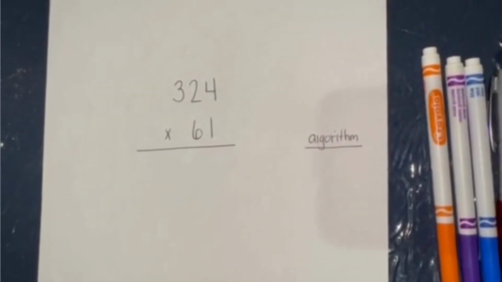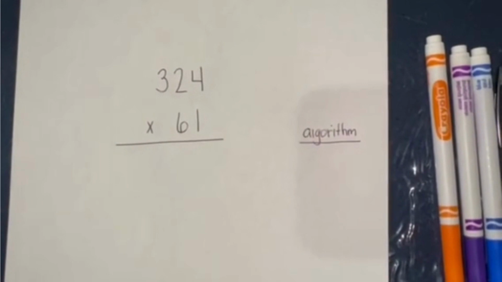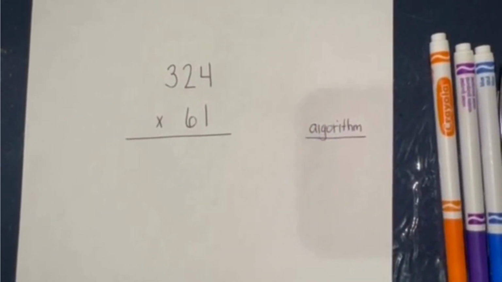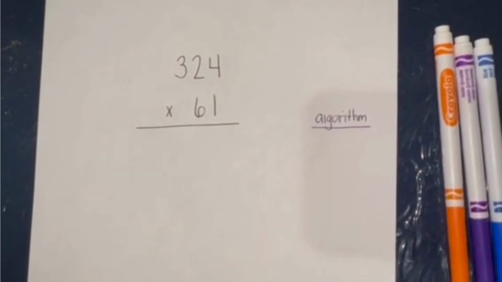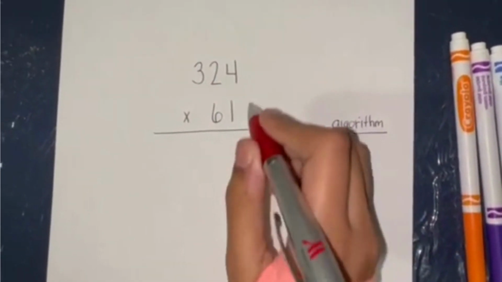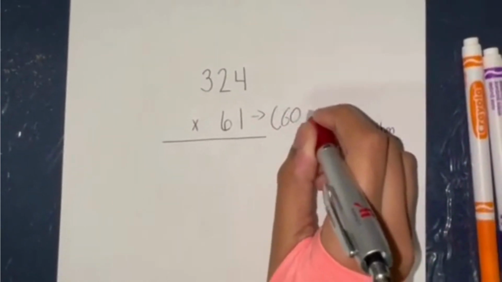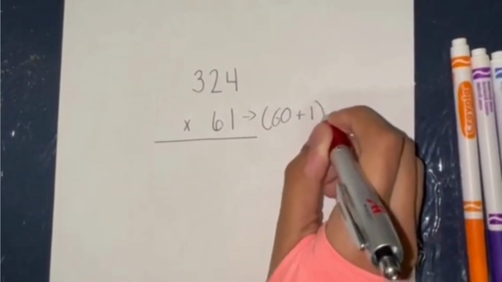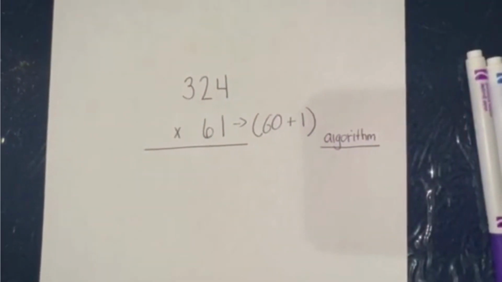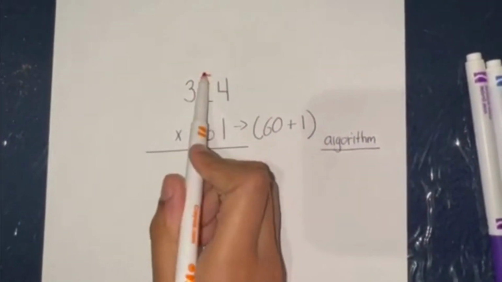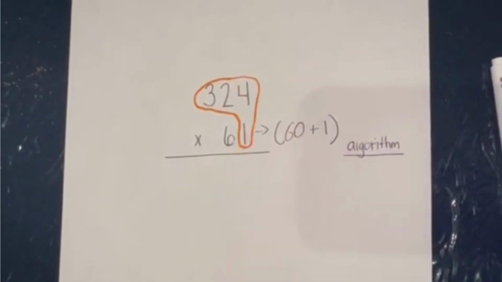Now, let's multiply a three-digit number times a two-digit number. 324 times 61. Just like last time, we're going to decompose our bottom factor, 61. 61 decomposed is 60 plus 1. So, I'm also going to circle so I know what I'm multiplying first. 1 times 324.